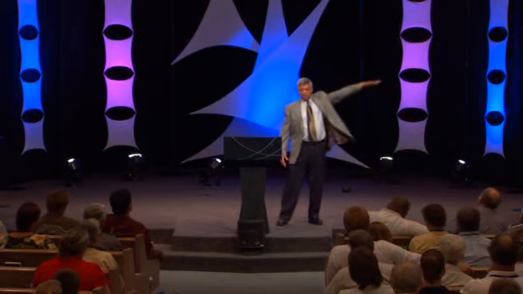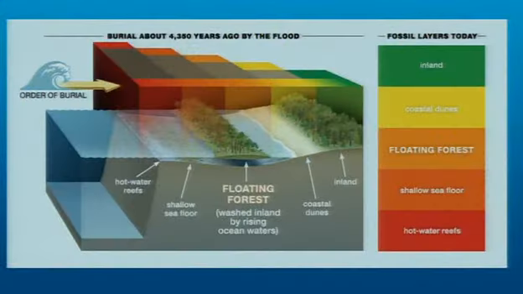First of all, the shallow water marine creatures, and then lowland creatures, and then mountain creatures. And we can see this in this diagram here. As the ocean waters came up, they would successively destroy different pre-flood habitats, sweeping the creatures away and burying them.